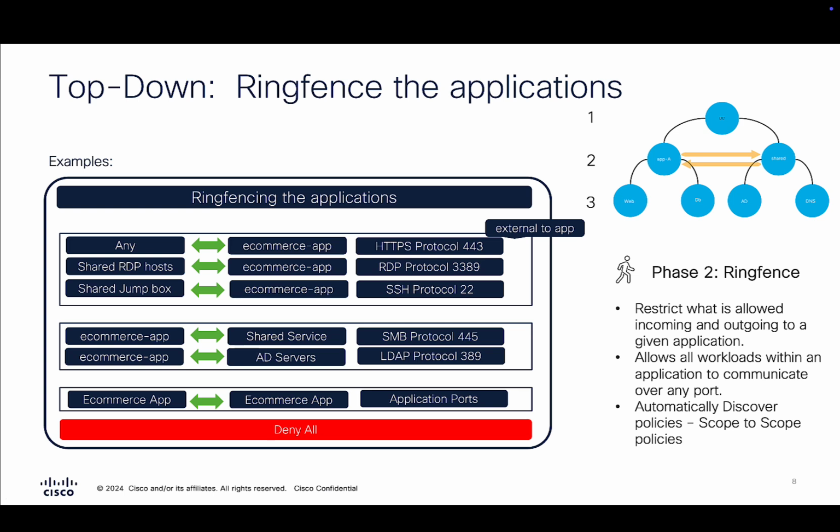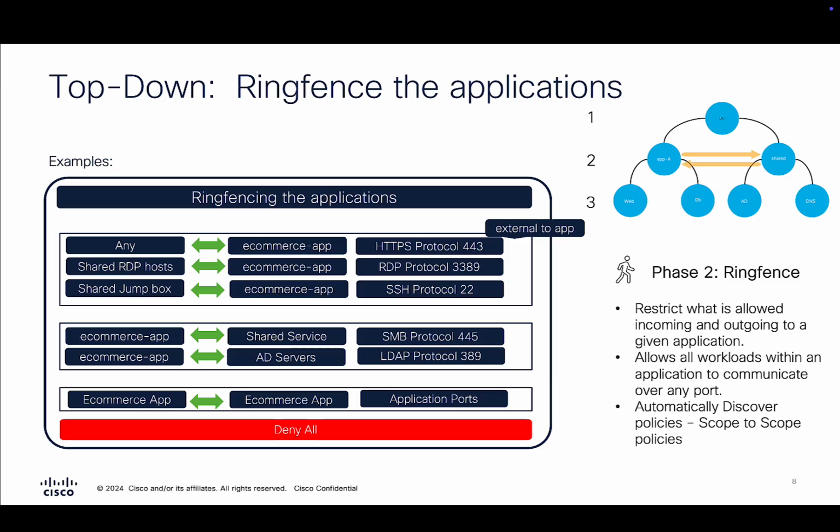So an example would be RDP hosts are allowed to talk to these workloads, or Jumpbox is allowed to SSH to these workloads. So that's outside to app. And keep in mind, app is a group of workloads. It's not like one server or anything. It could be, it would very well be, but that's the idea. It is basically a group or bucket of one or more servers or workloads.